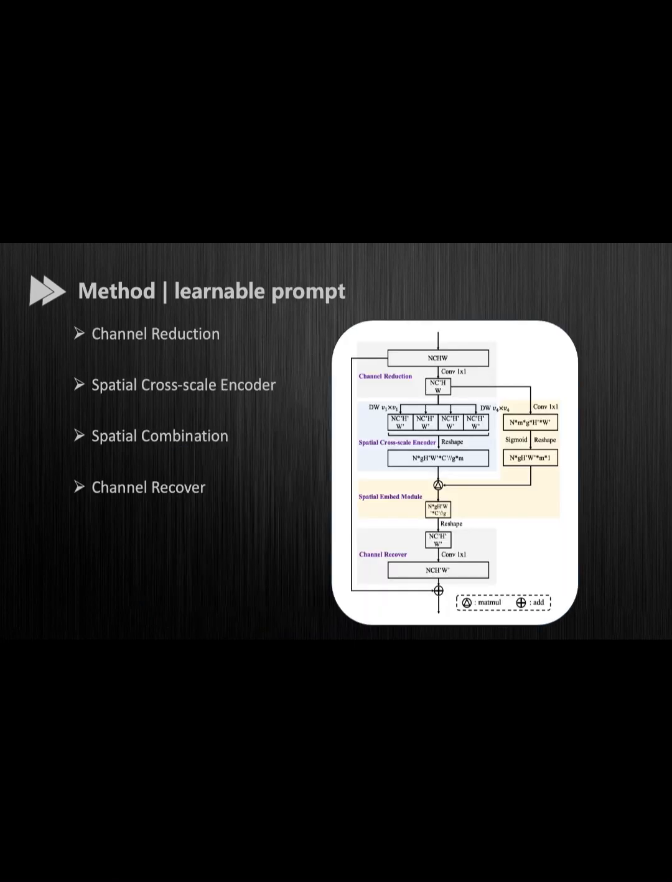For clear illustration, we split SCSC into 4 steps: channel reduction, spatial cross-scale encoder, spatial combination, and channel recover. Channel reduction reduces the computational cost. Spatial cross-scale encoder offers the large range of receptive fields in one layer. Spatial embed module dynamically fuses multi-scale features at each spatial position, i.e., pixel level. Finally, channel recover will recover the channel dimension.